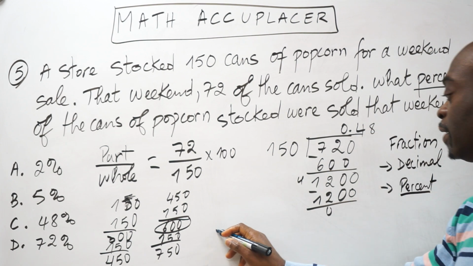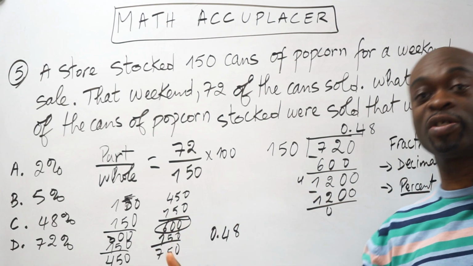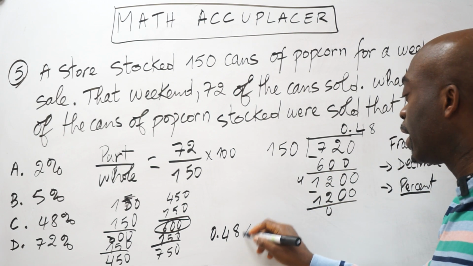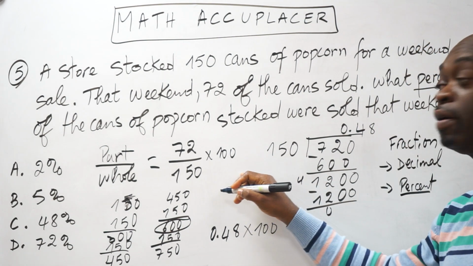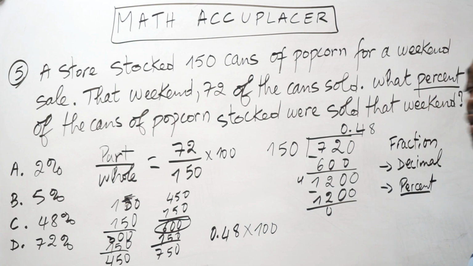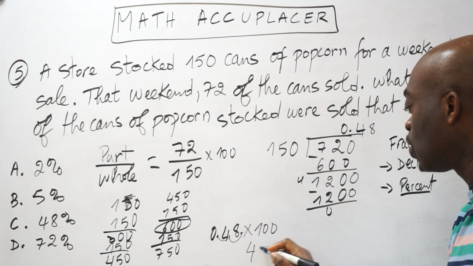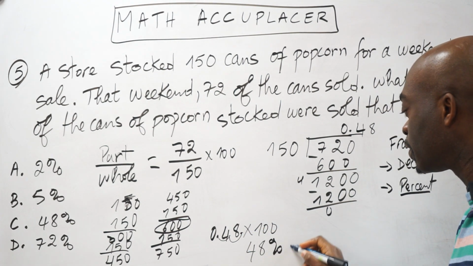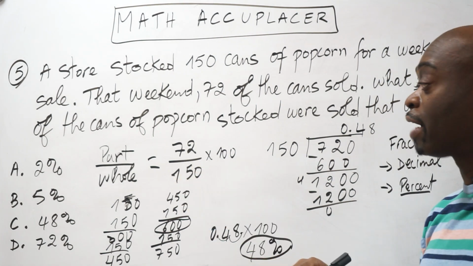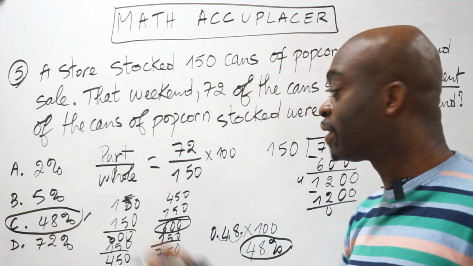So we have 0.48, and we're trying to get it into percent. Decimal to percent just means take the number and multiply by 100. Or what you do is move your decimal place twice to the right. So what do you end up with? 48. So it's 48%. Which answer agrees with that? C, that's your correct answer.